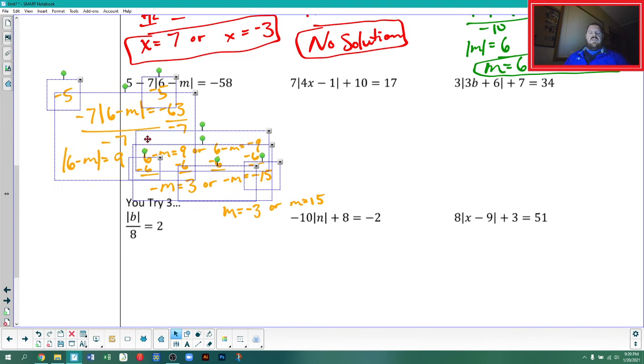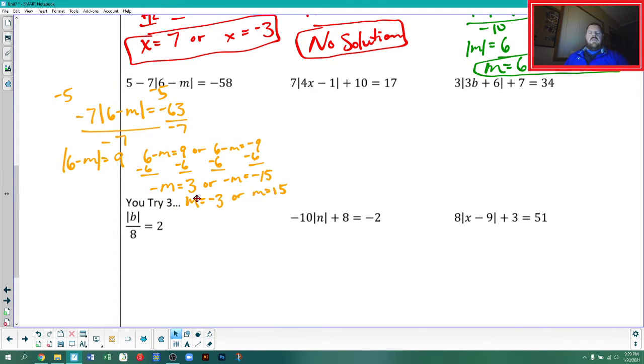Kind of move this stuff over a little bit so I don't take all the room away from that other problem. This next one, we'll subtract 10 on both sides. So you can see I'm trying to get my absolute value by itself. It takes a little bit of work sometimes.